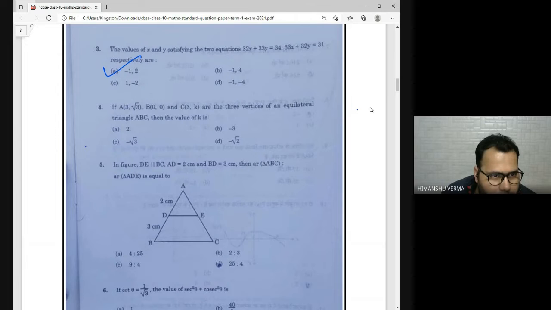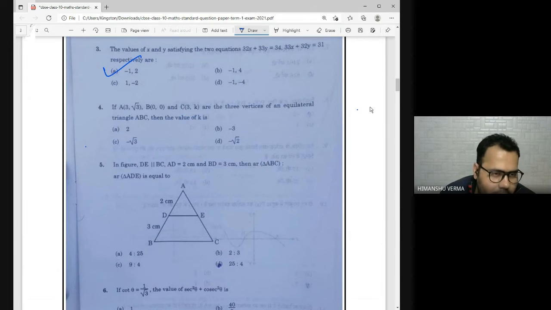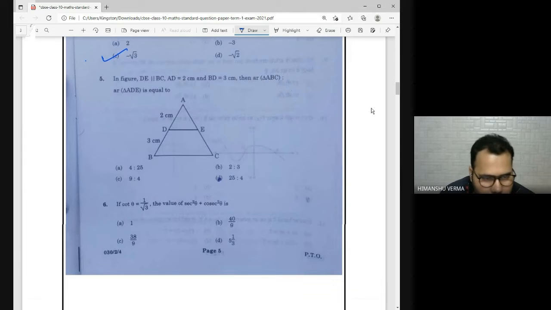Yes, the fourth one answer will be, let's say, the value of k you need to find out. So you just find the distance. So the answer will be C, root 3, if you solve it. Fifth one is. He marked it correct. Fifth one is D, right?